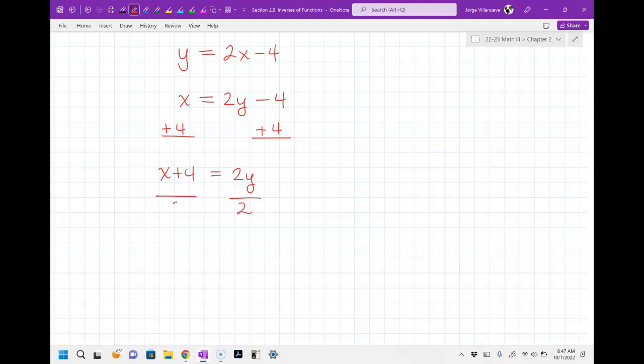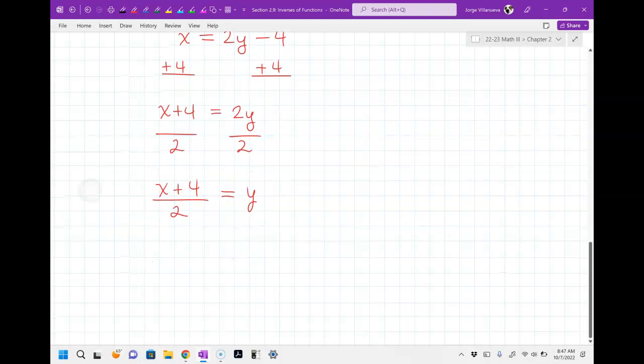So divide by 2. So I'm going to rewrite it. Let me do this. x plus 4 over 2 equals y. Oops, I'm sorry. I wrote y. Sorry. x plus 4 over 2 equals y.